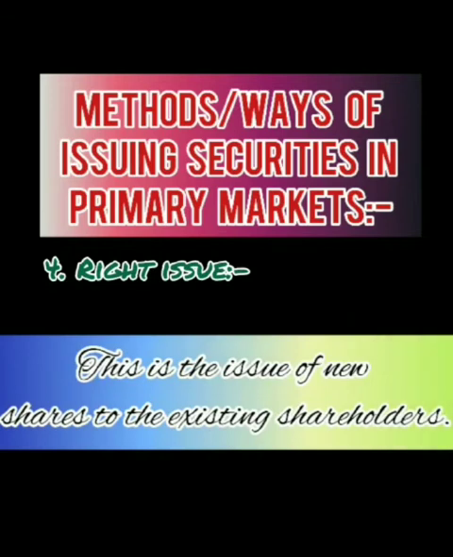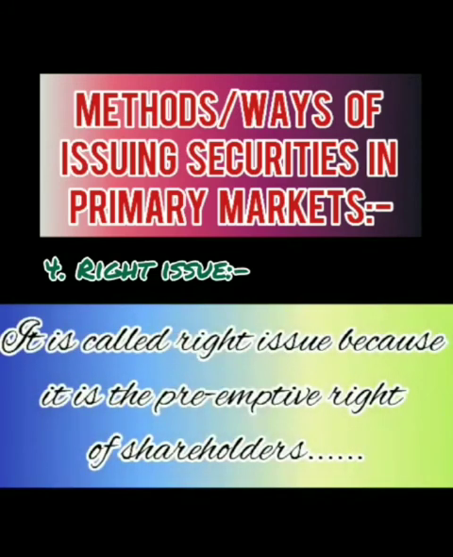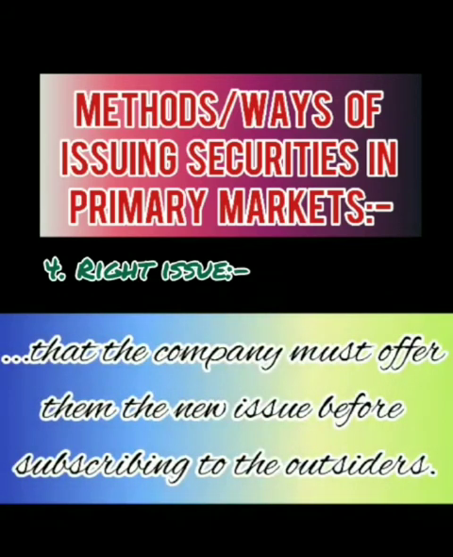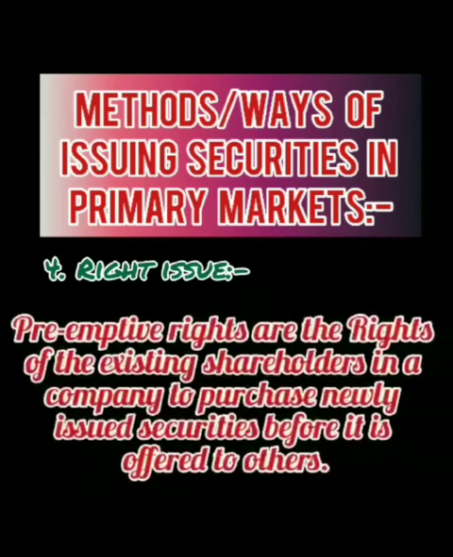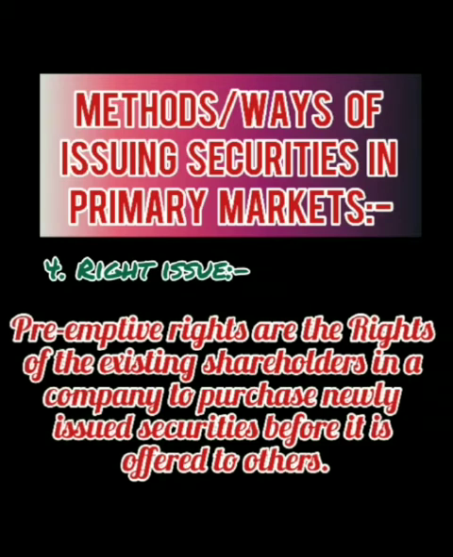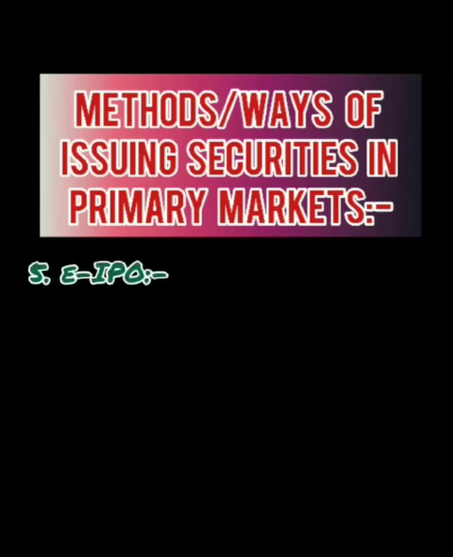This is the issue of new shares to the existing shareholders. It is called right issue because it is preemptive right of shareholders that the company must offer them the new issue before subscribing to the outsiders. Now, preemptive rights are the rights of the existing shareholders in a company to purchase newly issued securities before it is offered to others. And the last method is EIPO.